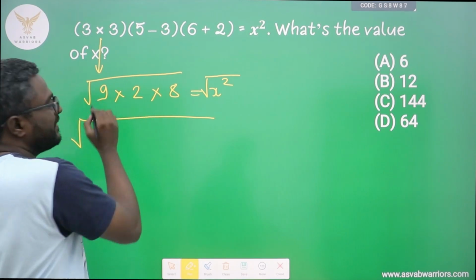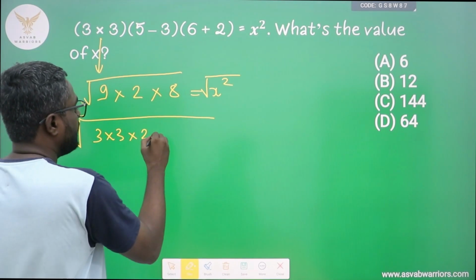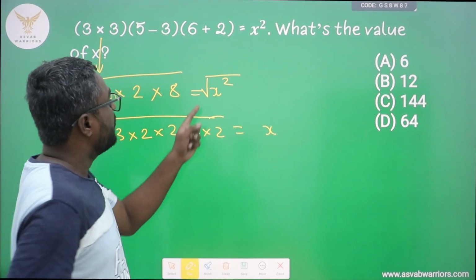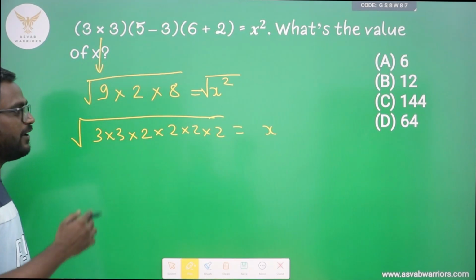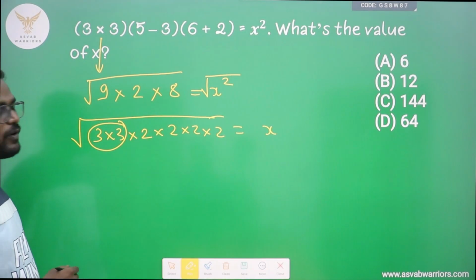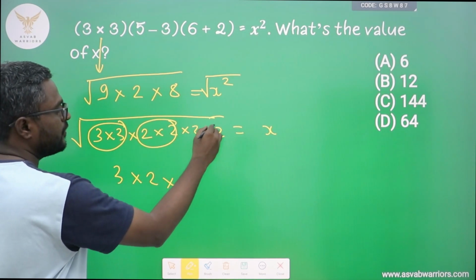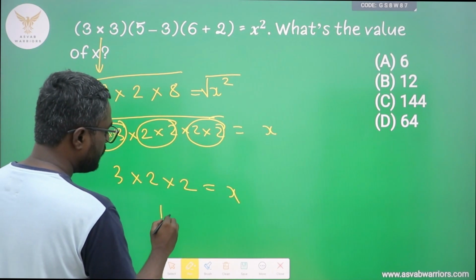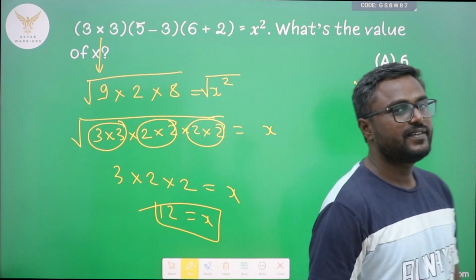Under root 9 can be simplified as 3 times 3. 2 is as it is. 8 can be written as 2 times 2 times 2. Now the square root of the square of x will be nothing but x only. Now what do we do? In order to find the square root of numbers, you form pairs and bring them out of the square root. So 3 times 2 times 2, nothing is remaining. So 3 times 2 is 6, 6 times 2 is nothing but 12. So x is equal to 12. Here we have our option B, which is correct.